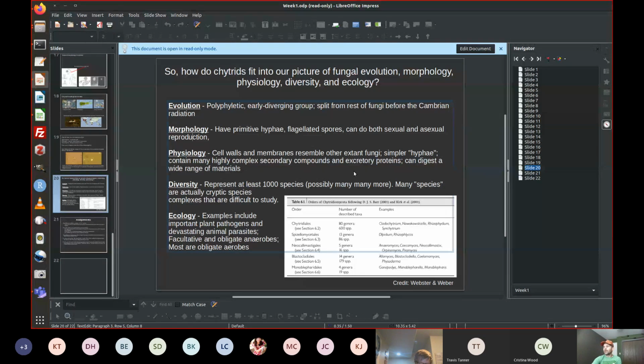They've got simpler hyphae than some more quote-unquote modern groups of fungi, but they do have hyphae. They've got complex secondary compounds and excretory proteins. Okay, so you can see how I'm just trying to go through and update our definition of what it means to be a fungus based on what we learned about chytrids.